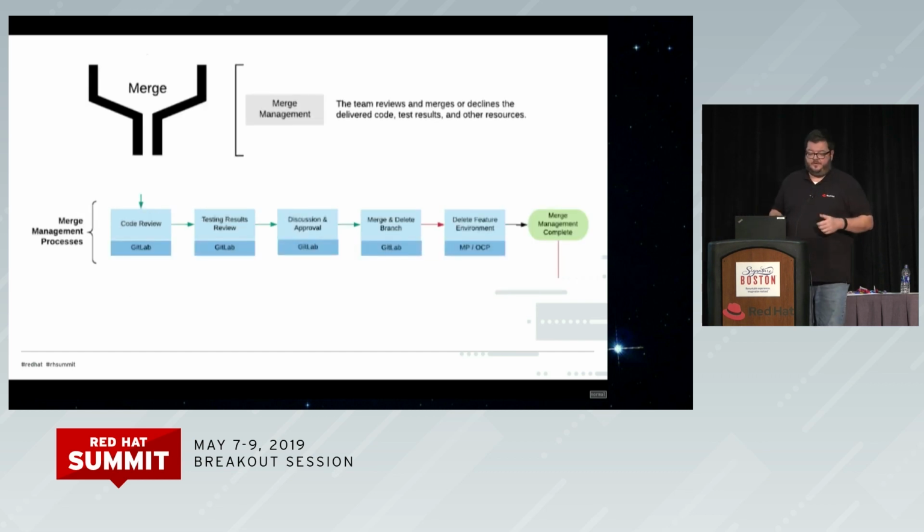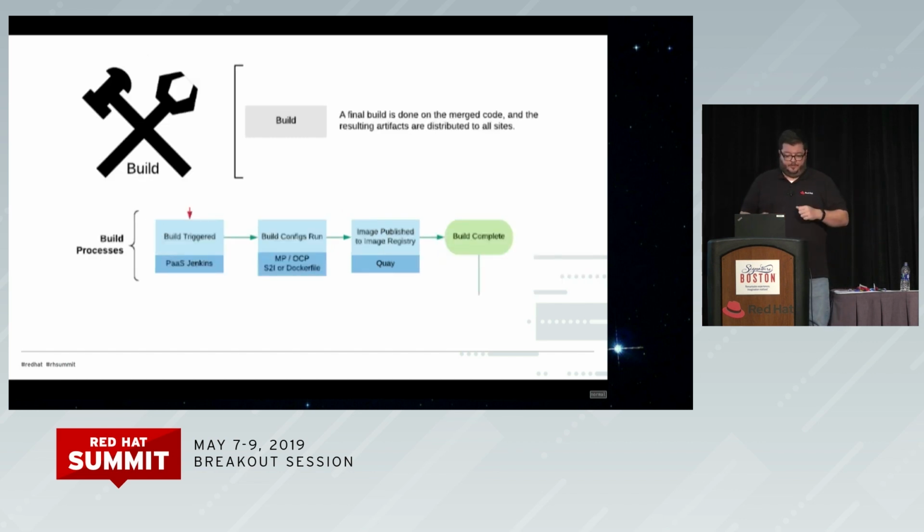In the merge process, the really key thing that happens here is peer review. We have people look at the code, we have people look at all the test results, and decide whether or not the code's ready to actually be pushed through our process, or whether it needs to go back to the developer to improve the code. Once the code has been approved, we delete all those custom environments so that we don't waste resources, and we start our real build process.